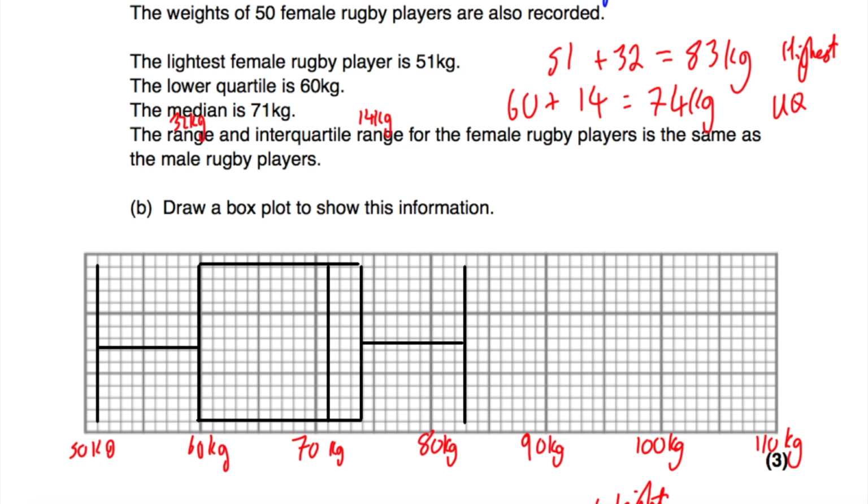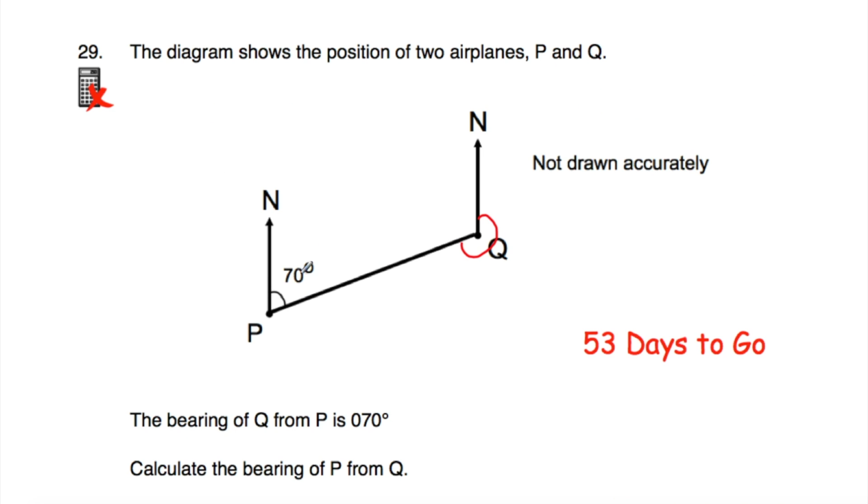Okay, let's look at our next question, question number 29. We've got the bearing of Q from P is 070 degrees, and we've got a diagram which is quite nice, and we want to find the back bearing. Now, there's a couple of approaches we could use here. With this bearing, we could just add 180 and get 250 degrees straight away.